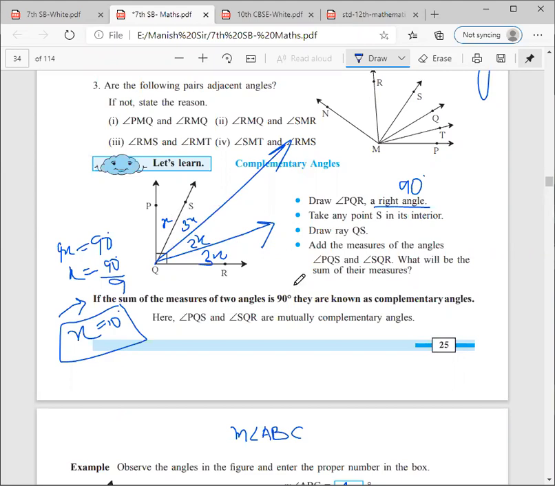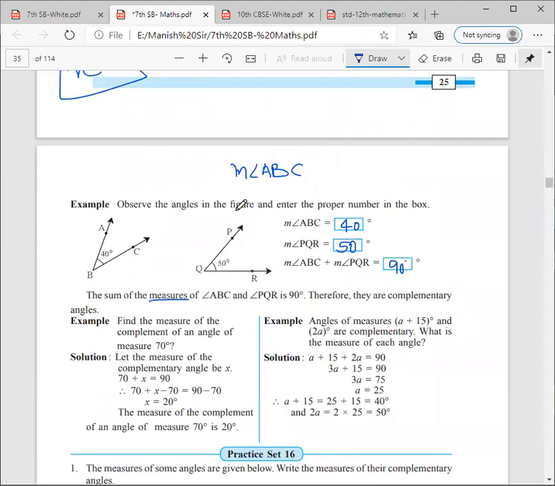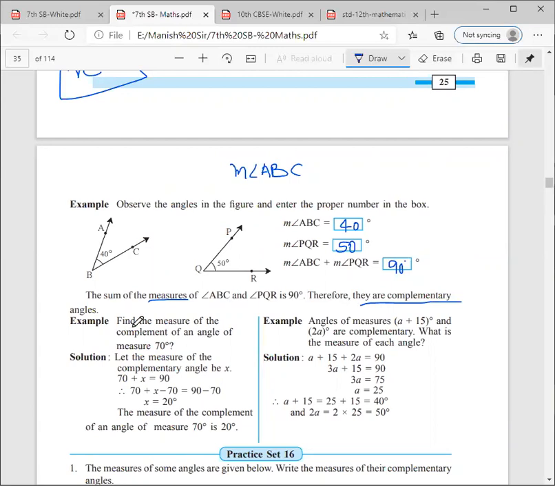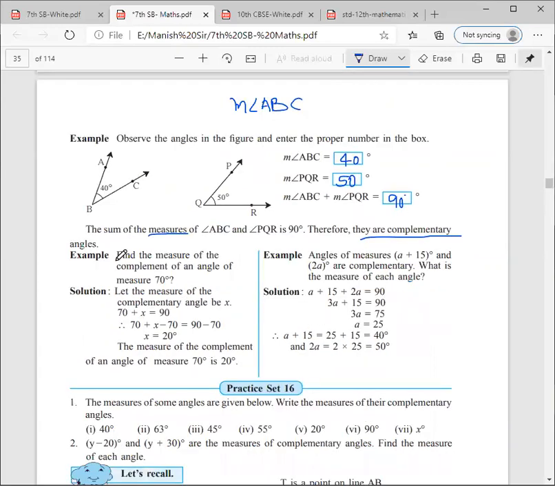Understood? Is it clear? Next to that, we have discussed an example. Angle ABC is 40 degrees, angle PQR is 50 degrees. So 40 and 50 are two separate angles. If the summation of these two angles becomes 90 degrees, then we can say that these two angles are complementary angles.